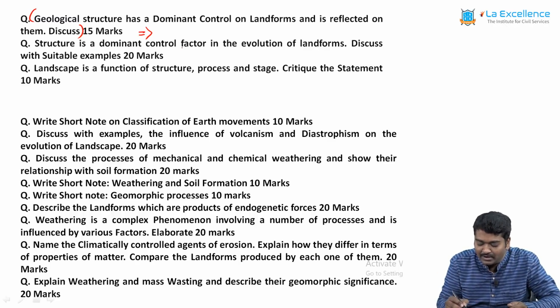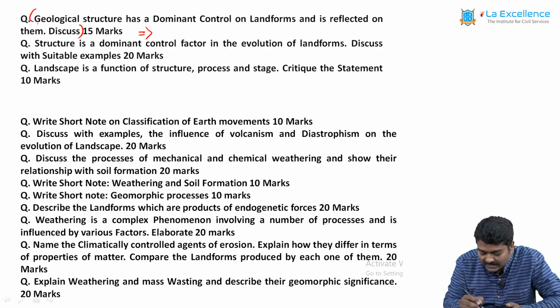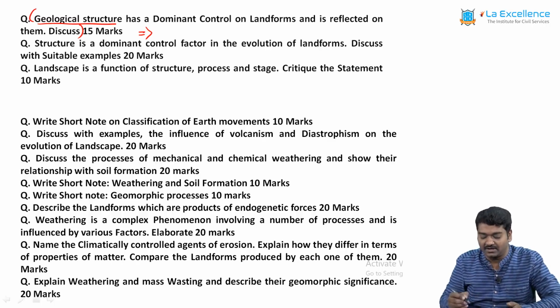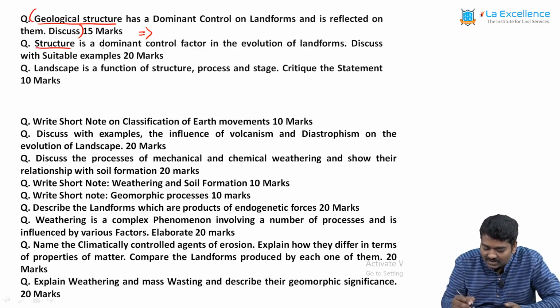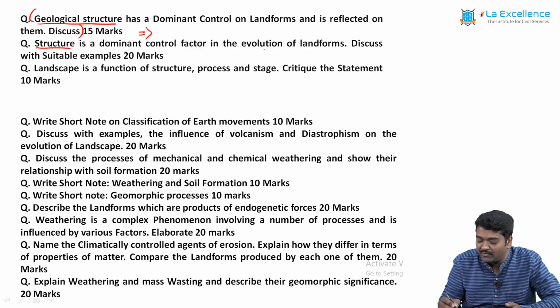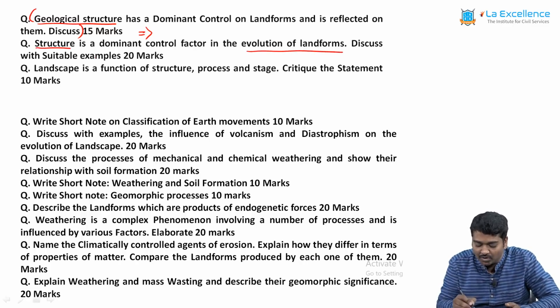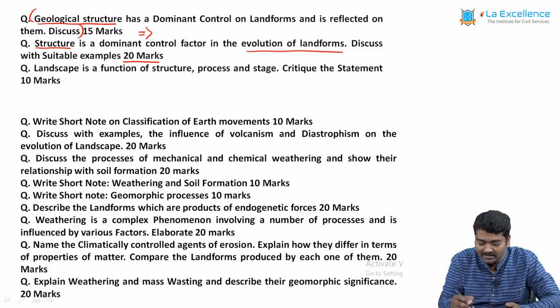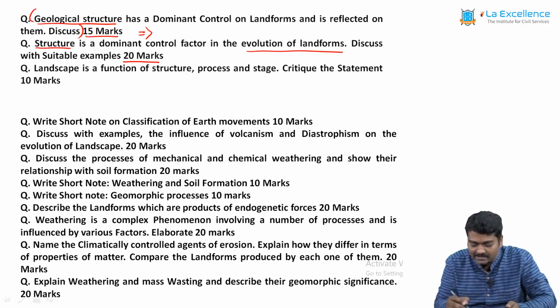Structure is a dominant control factor in the evolution of landforms. Can you see here? Geological structure is the dominant control on landforms. Here you see, structure is the dominant control factor in the evolution of landforms. Discuss with suitable example. This is for 20 marks because an example is included. Here it's only for 15 marks. Then you see, landscape is a function of structure, process and stage.